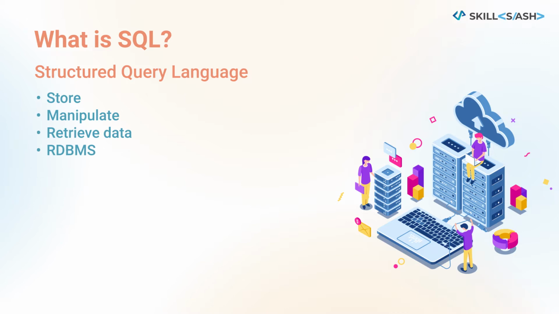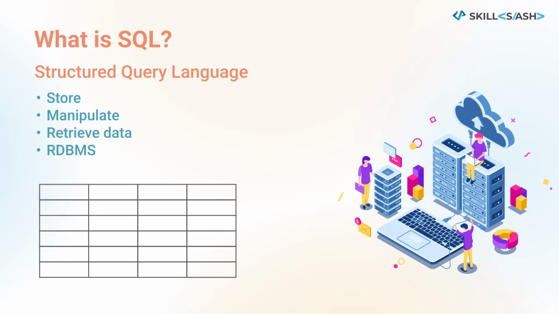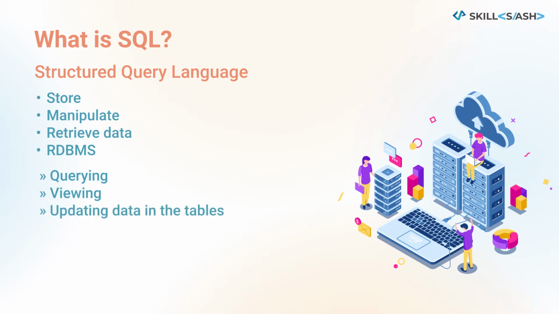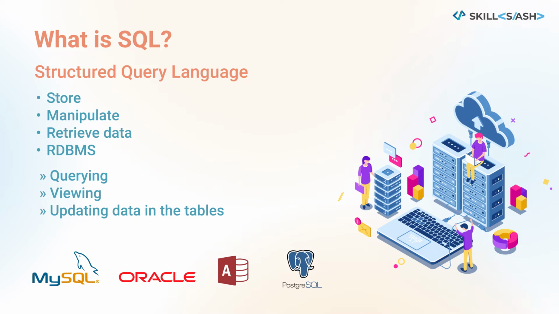An RDBMS is a database where data is stored in a tabular form consisting of rows and columns. Such an arrangement and organization of data is helpful in speedy access to the data and in carrying out operations such as querying, viewing, and updating data in the tables. SQL is the standard language for all relational databases such as MySQL, Oracle, MS Access, and PostgreSQL.